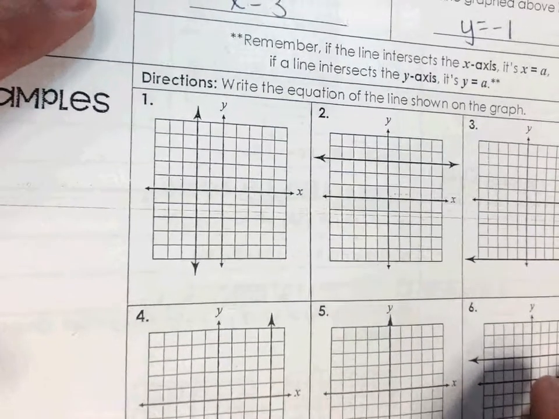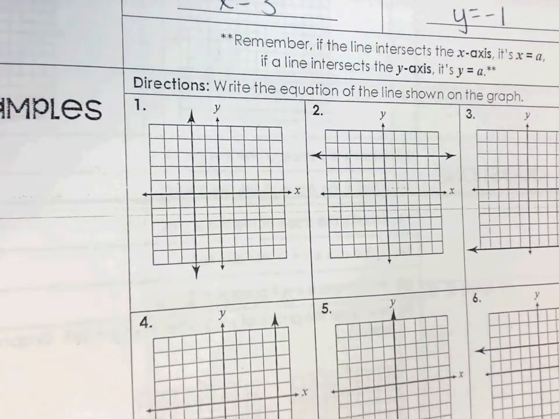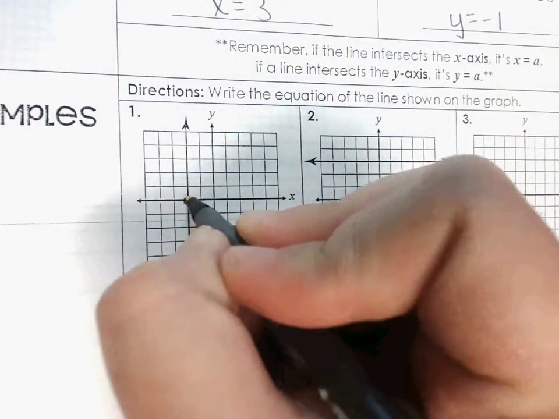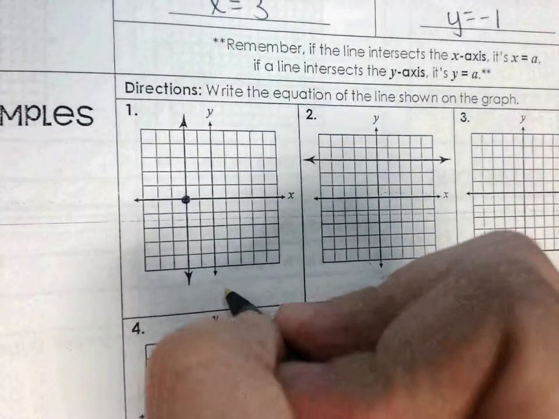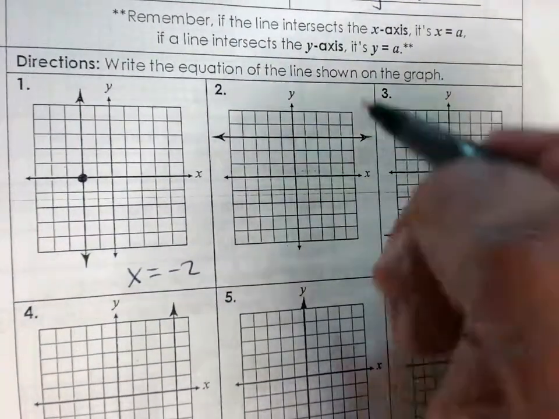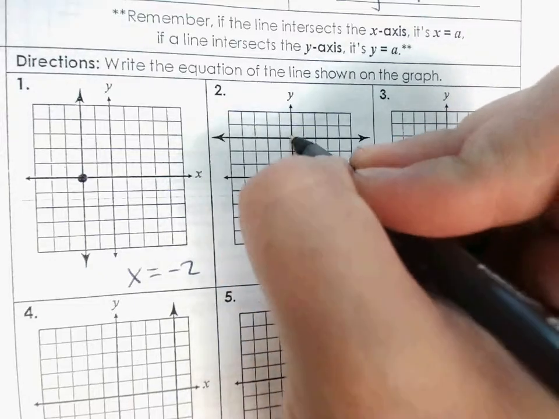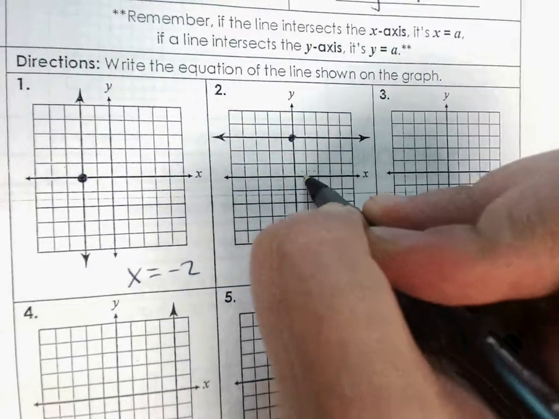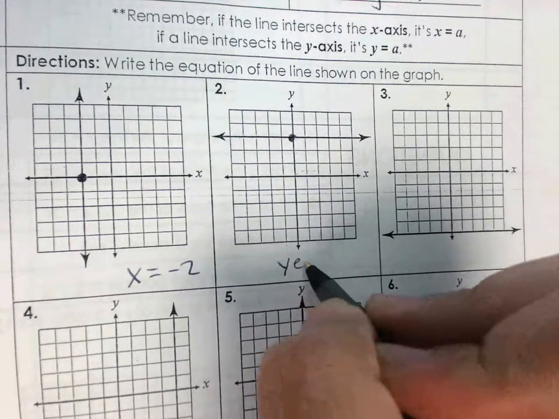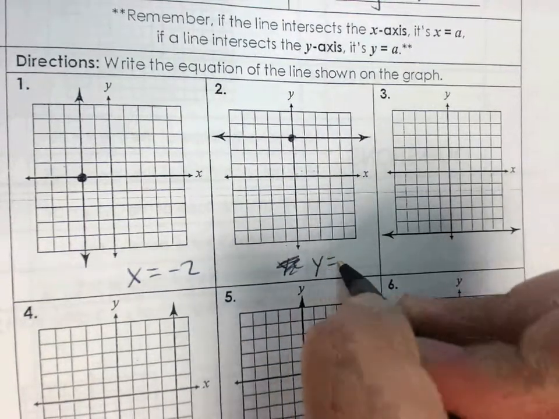So starting down here, you look at what point your line is going through. It's vertical and it's going through this point right here, x equals -2. So it's just x equals -2. It's that easy. This line is going through the y-axis at point 3. So it's going to be y equals 3.